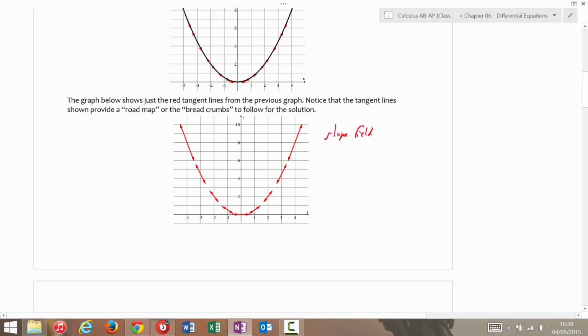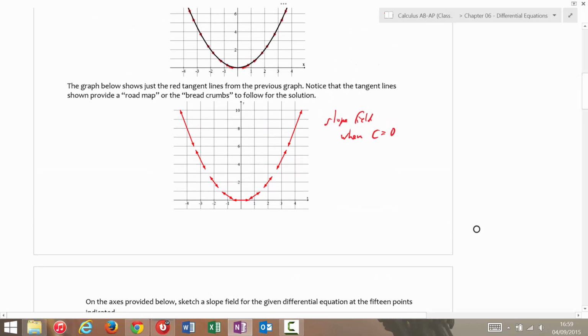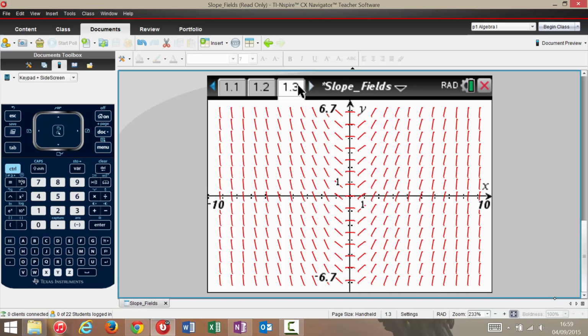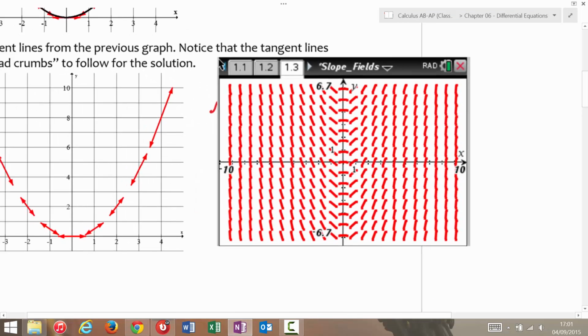This is a slope field particularly when c equals 0, but sometimes we're not going to know what that c is. So I'm going to show you what that slope field would look like, skipping a little bit ahead to where c were not equal to 0. This is a whole slope field if c were not equal to 0.